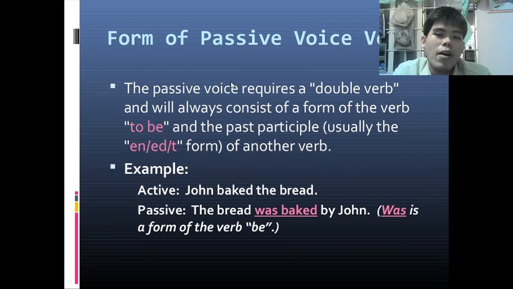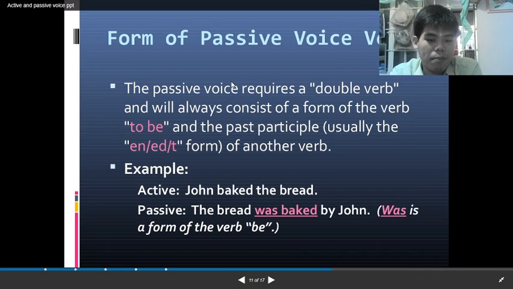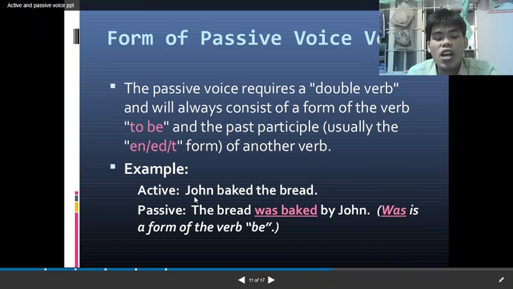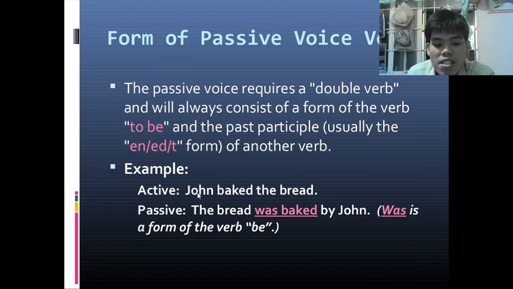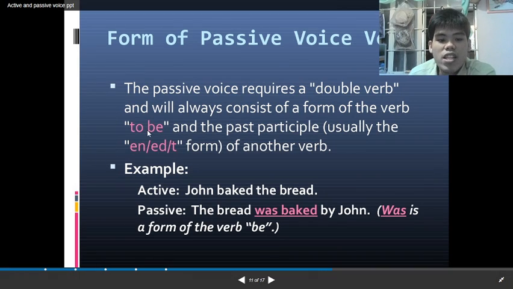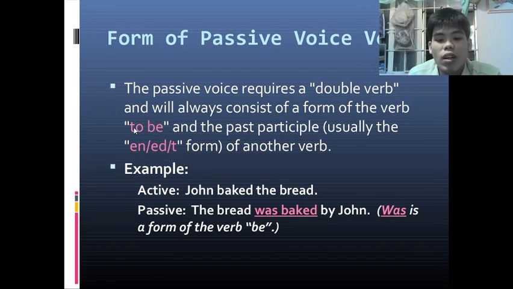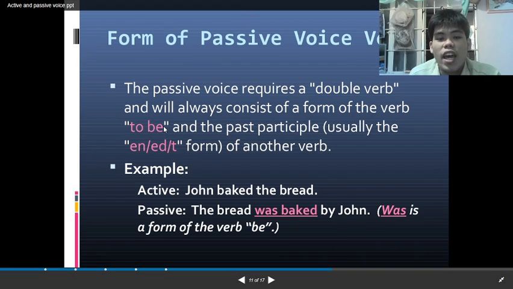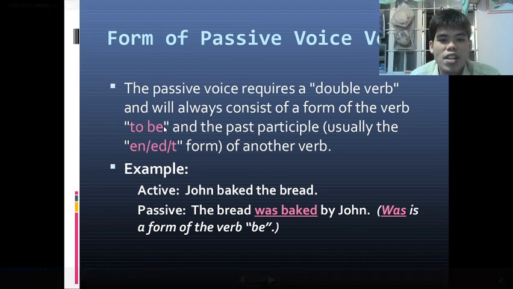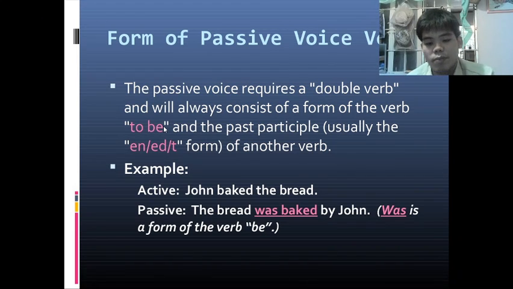So here we go. We're going to talk about the changing of an active to passive. Here we have the active voice: John baked the bread. Changing it to the passive form, we have two verbs. We will add an additional verb, and that verb is the verb to be, in its proper version. So you need to know the proper versions of the verb to be, and these verbs are is, was, were, and so on and so forth.